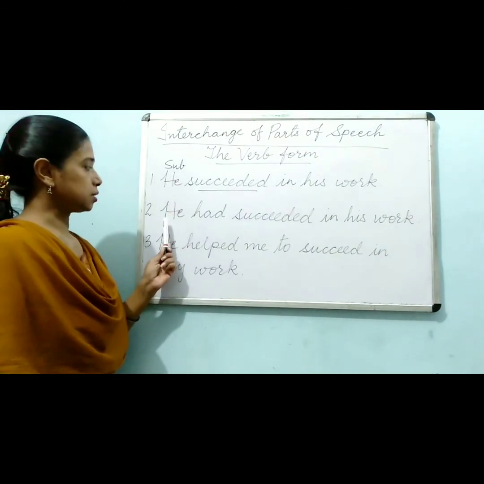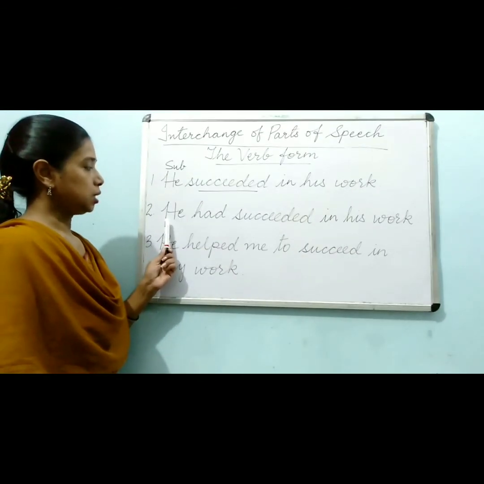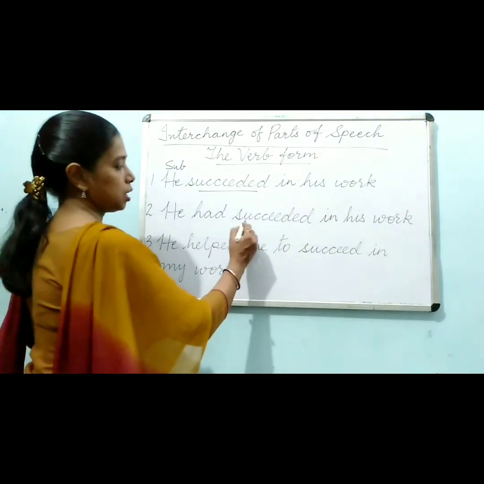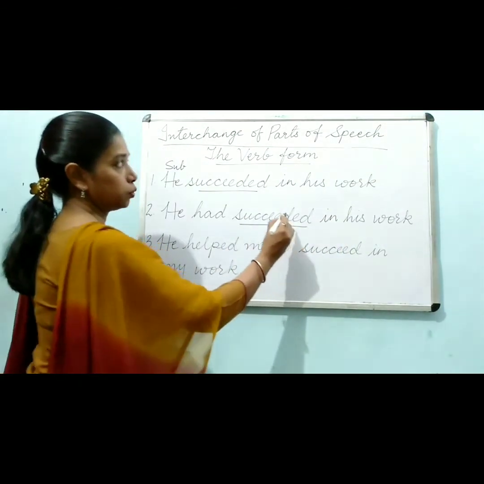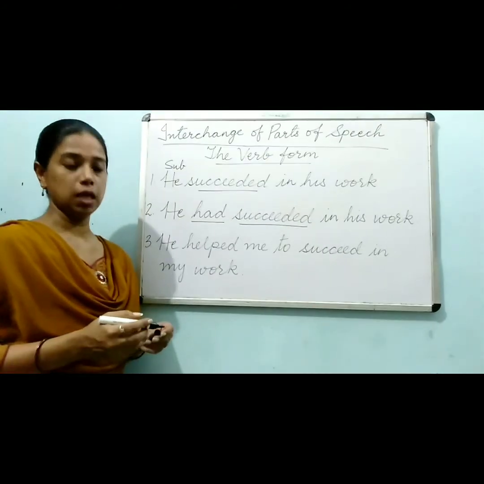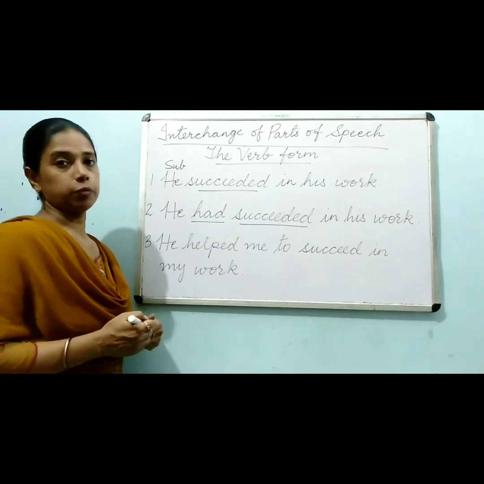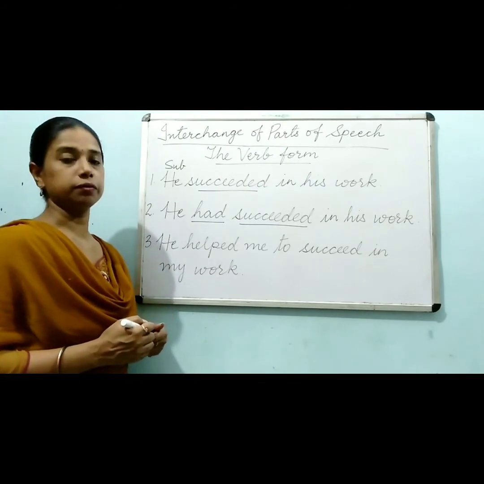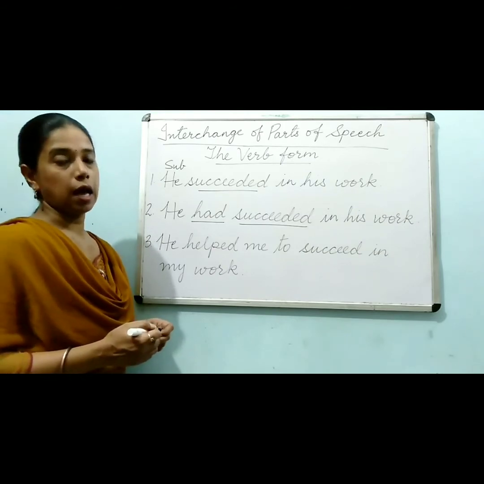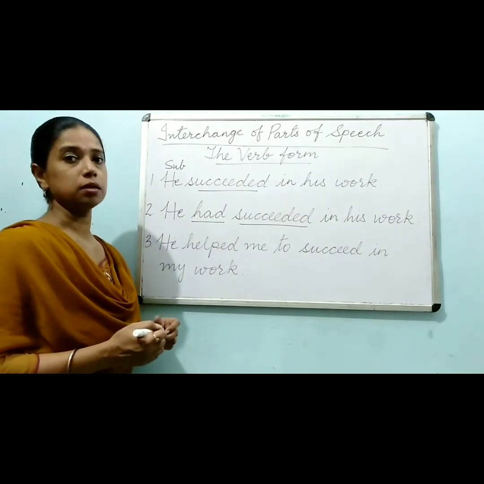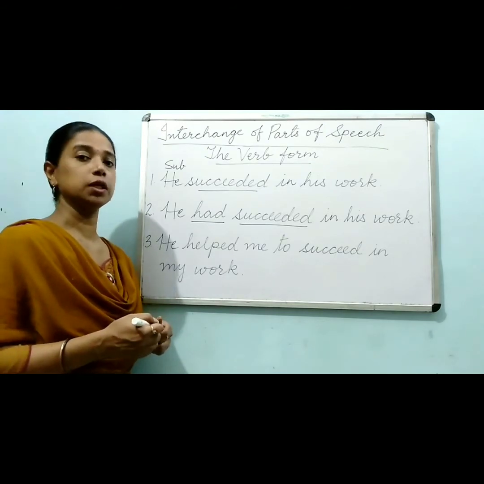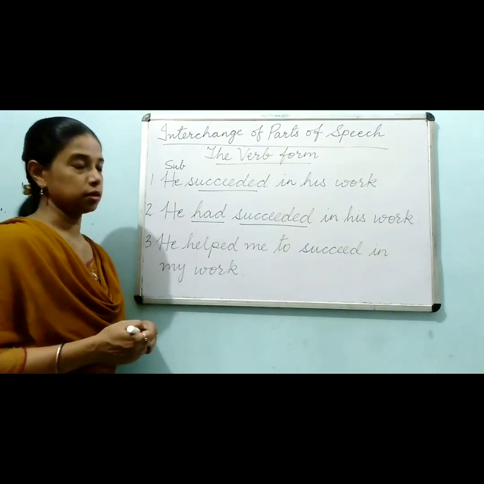Then in the second sentence you can see, he had succeeded in his work. Here I have used the verb form succeeded after had, which is a helping verb. So the second point is that you can use a verb form after a helping verb like is, was, has, had, will, and so on. And it should be used according to the tense of the sentence.